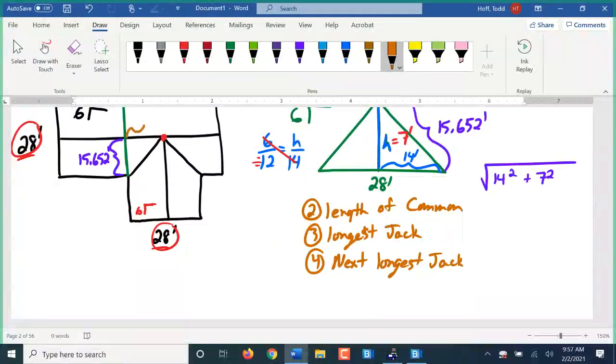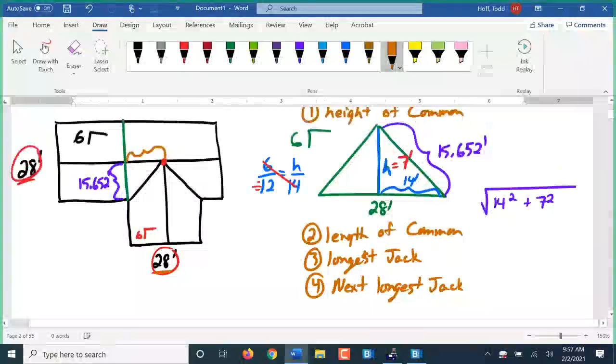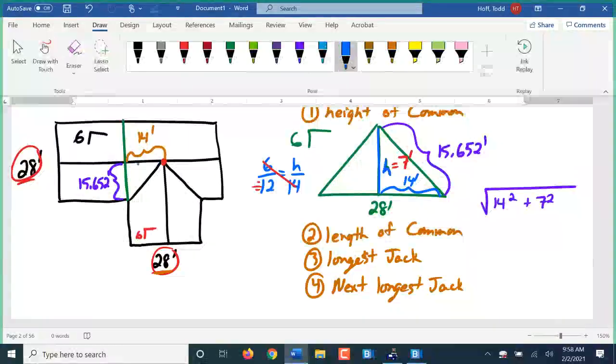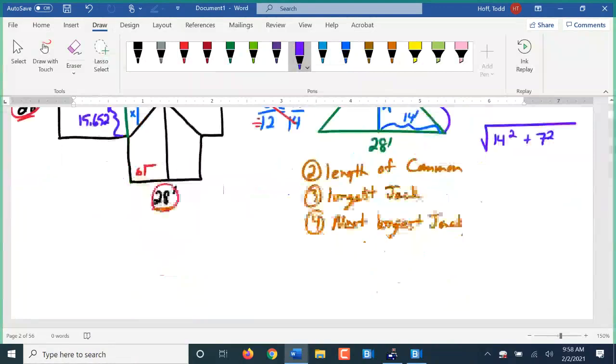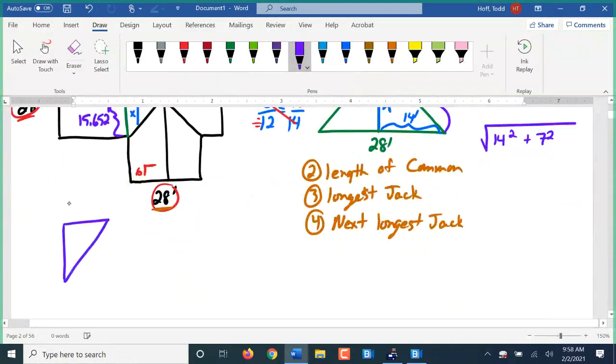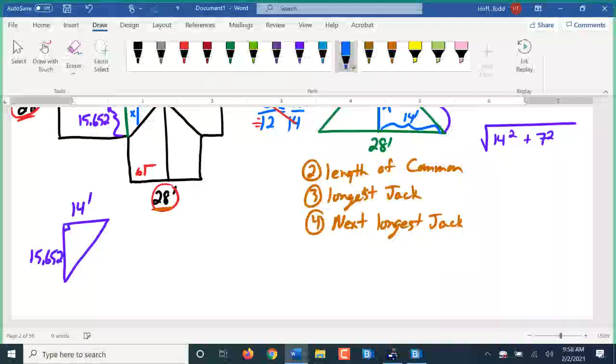And this distance here, since the peaks match, it's just going to be half of this span, 14 feet. And we'll be looking for this jack here, which I'm going to call X. That, of course, will be on 12 feet because it's 2-foot spacing again. We've got 14 feet, 15.652. We're comparing that here to X compared to 12.